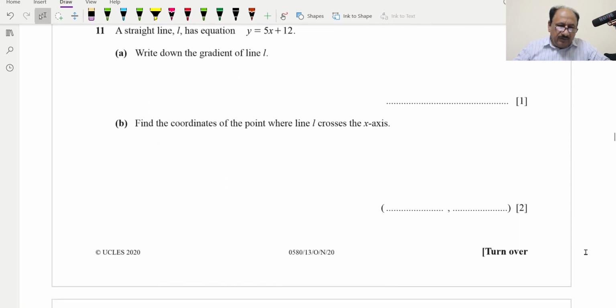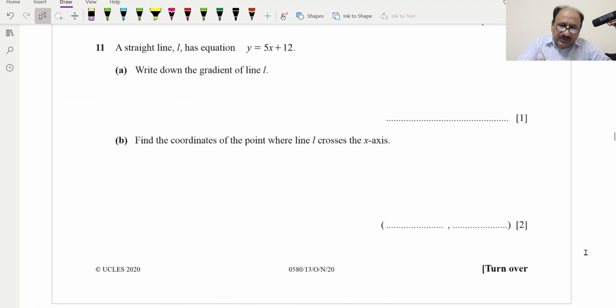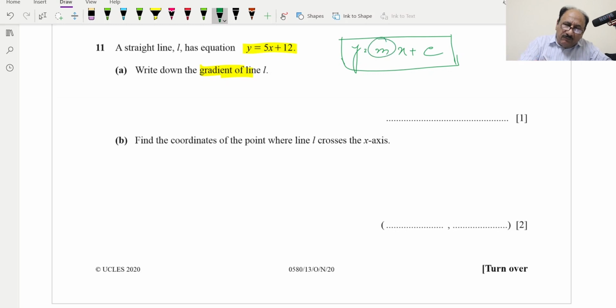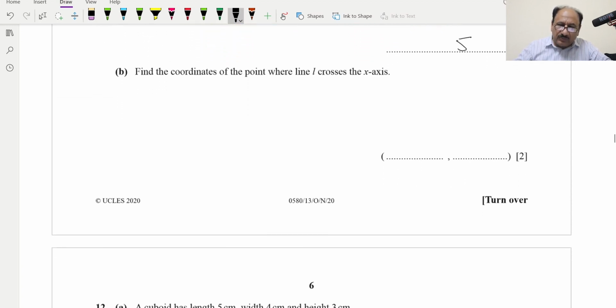Then question number 11, a straight line L has equation y is equal to 5x plus 12. Write down the gradient. For gradient, you have to keep in mind the equation of line, which is y is equal to mx plus c, or in some books they write mx plus b. This general equation is known as the equation of line in slope intercept form. We will compare the m value, in this case it is 5. So our answer will be, gradient will be 5. It's only a 1-mark question, so no working is required. I have explained it properly.